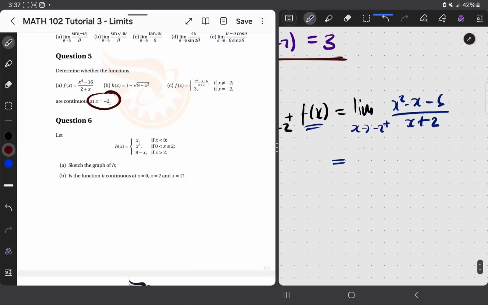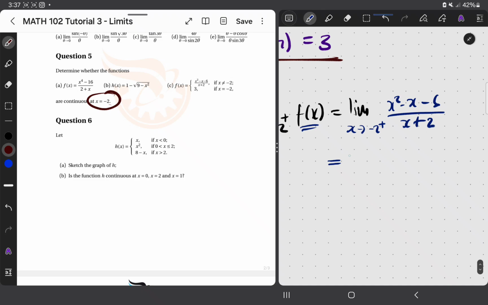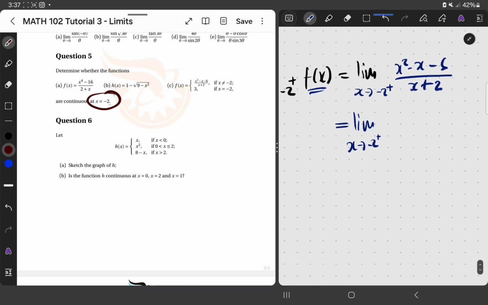So anyway, this is coming from the right. X is going towards -2. We try to put -2 in here. It'll be -2 plus 2, that'll be 0, so we can't substitute it. So we try to change something, which is to factorize, obviously. So we can say the limit as x goes towards -2, you can still say from the right. Let's factorize.